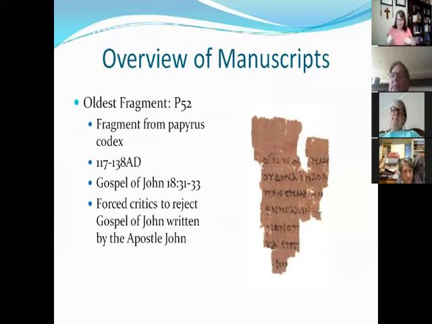Okay, see that little piece of torn up parchment? It's actually papyrus. That is the oldest fragment that we have, and it's in the Rylands Library series. I believe that's in Britain. It was found in Egypt with a lot of other manuscript bits. They dated it from 117 to 138 AD. Put this in context. St. John the Apostle died somewhere between 105 and 110 AD. This is an extremely close copy.